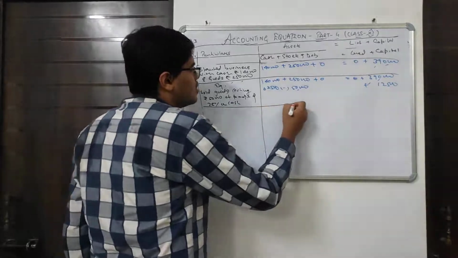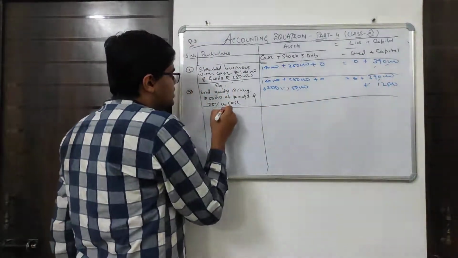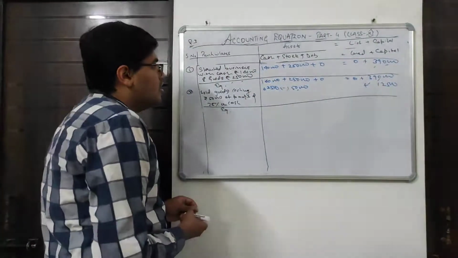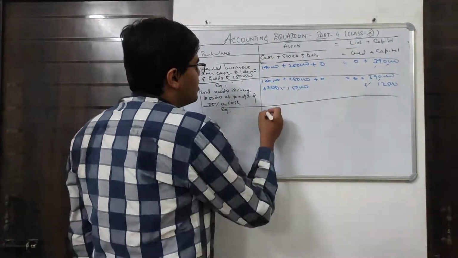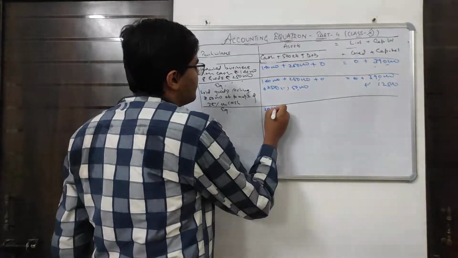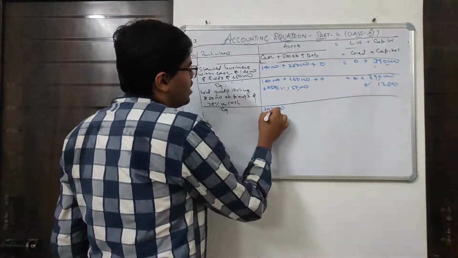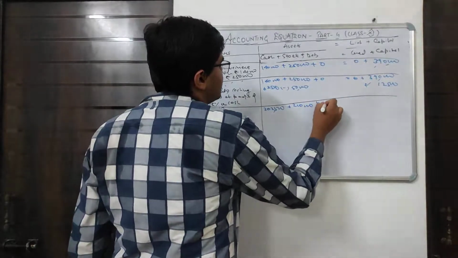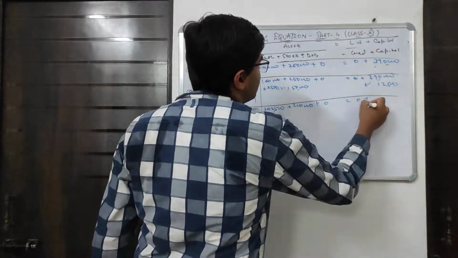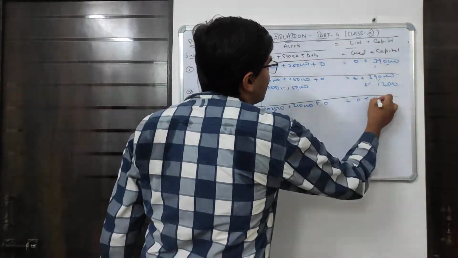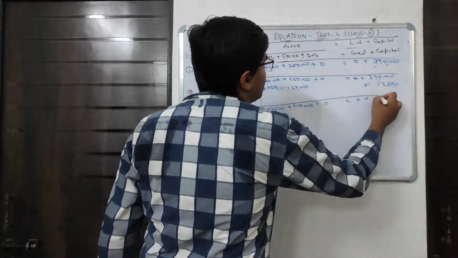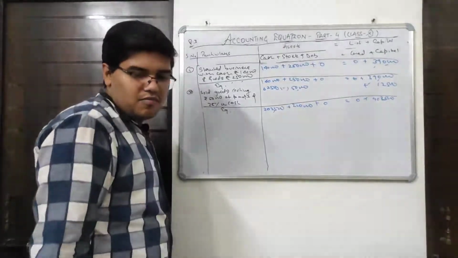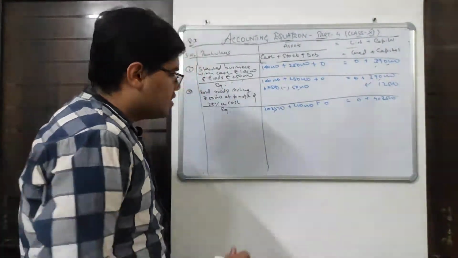As you can see, it will be 1,40,000, it will be 2,02,500, 2,02,500 plus 2 lakh plus 0 plus 4,02,500. Yes, our equation gets balanced. Now moving on to the third transaction.